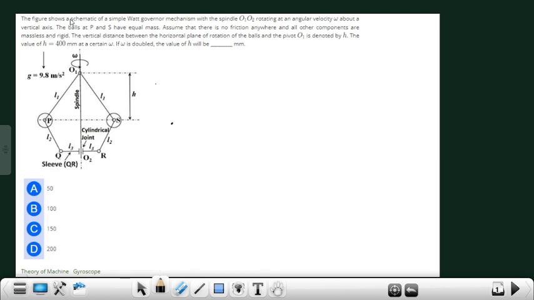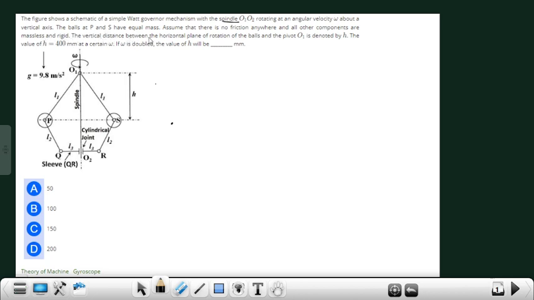The figure shows a schematic of a simple Watt governor mechanism with spindle O1 O2 rotating at an angular velocity omega about a vertical axis. The balls at P and S have equal masses. Assume that there is no friction anywhere and all other components are massless and rigid.